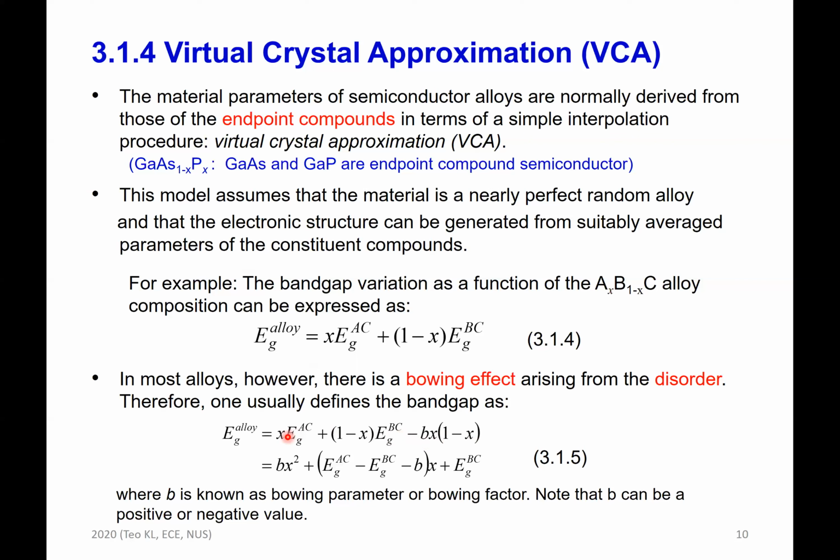This is the usual way we write the band gap equation if there is a bowing factor. So the first part is the same, except that you introduce a minus bx bracket 1 minus x, where b is a bowing effect, or sometimes we call that the bowing parameter. It can be a negative or positive value. Okay, it's a numerical value.